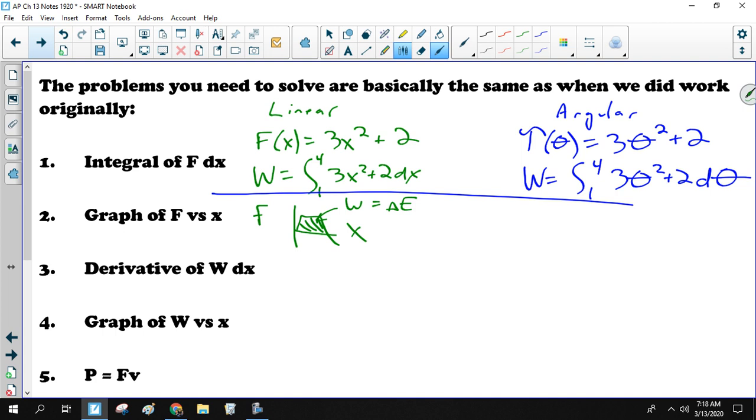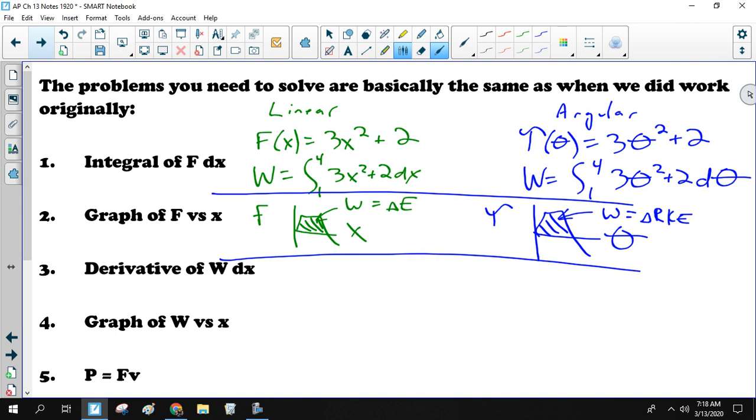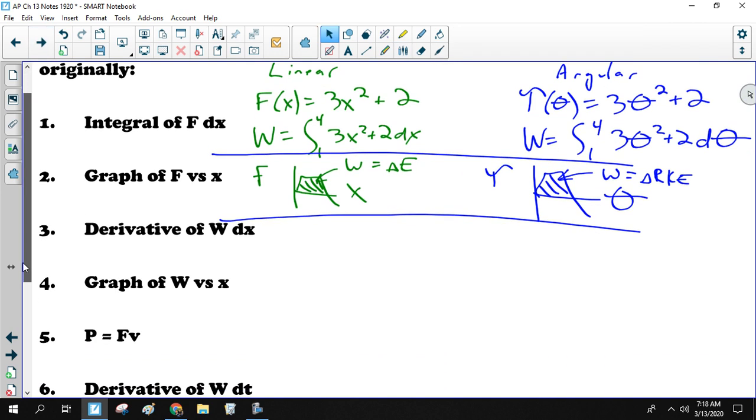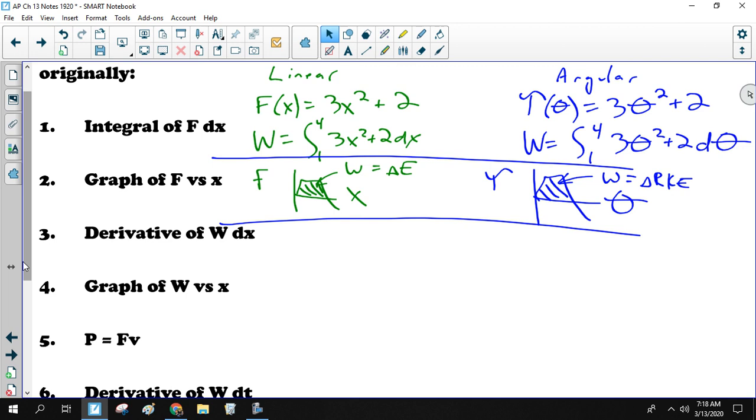So let's see. Over here, then, our graph would be this. We have a torque versus theta graph, right? You find your area, and that area would give you your work, which, as I just said, would be your change in rotational kinetic energy. Okay? All right, let's see. What's next? All right, so those are your 2 integral options.